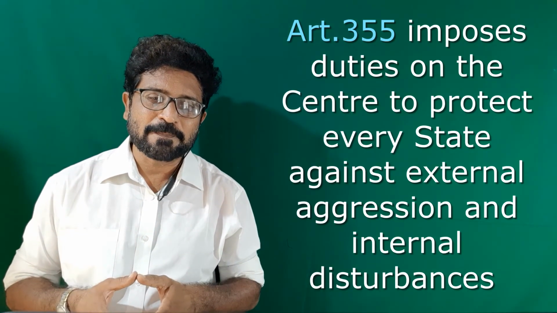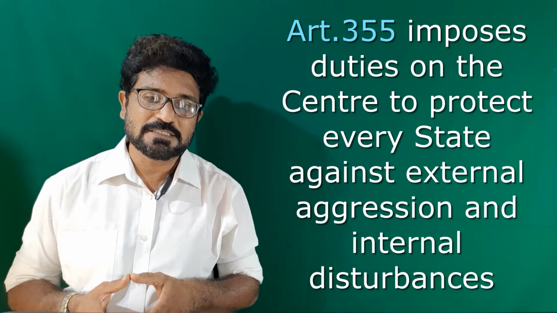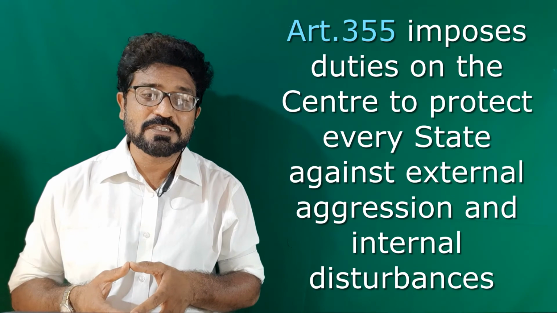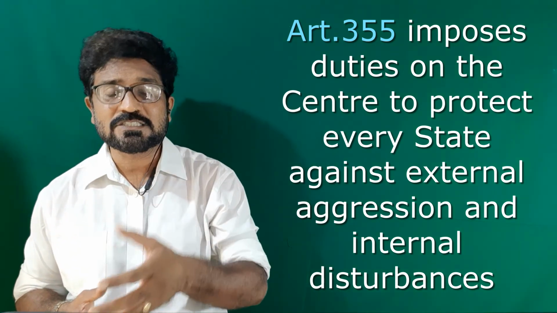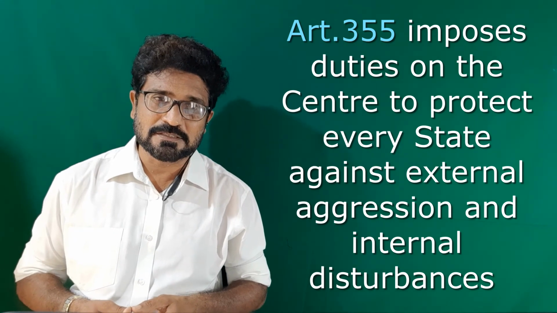And one more way in which the state governments have to depend upon the central government is that those states which are on the border, all the time they have to depend upon the central government for their protection from external aggression. This is explained in Article 355. Article 355 imposes a duty on the center to protect every state against external aggression and internal disturbances. So even regarding external aggression and war, the states have to depend upon the central government.